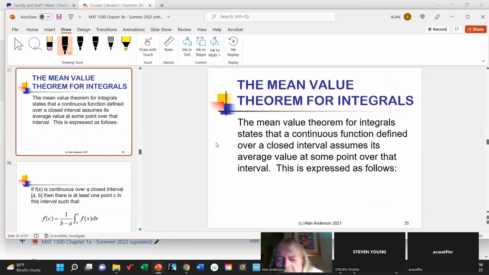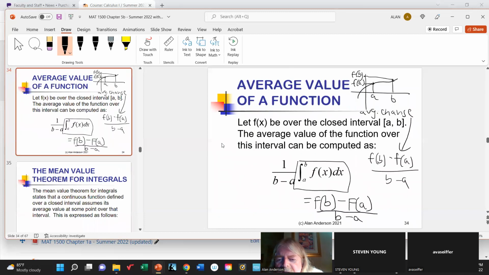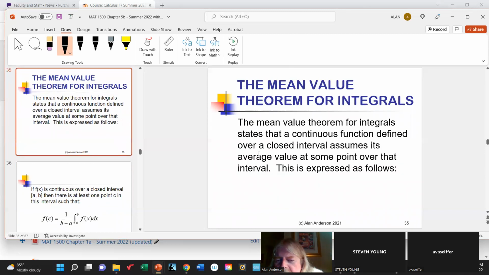Now, once again, if you notice, it depends on the assumption that our function is continuous. I think every result we've had in these last couple of chapters depended on continuity, but if we can satisfy that, and if we define the function over a closed interval, what this is saying is that no matter what happens, somewhere in that interval, the function reaches its average value.